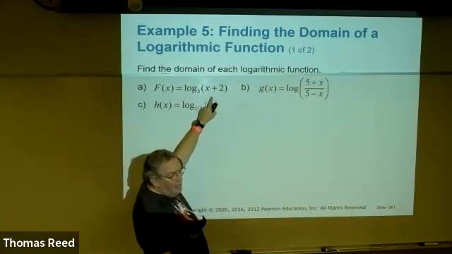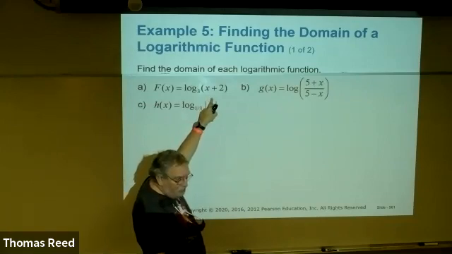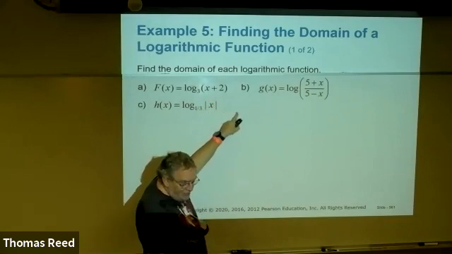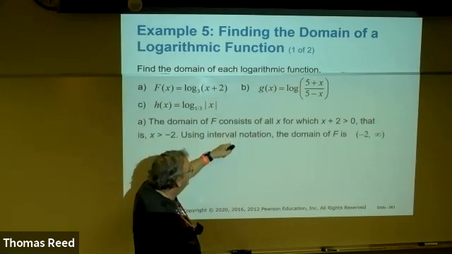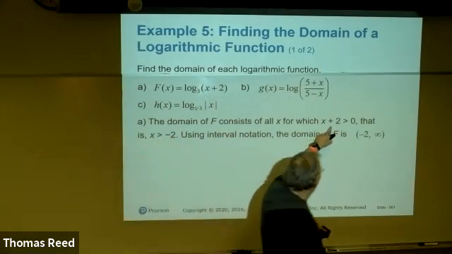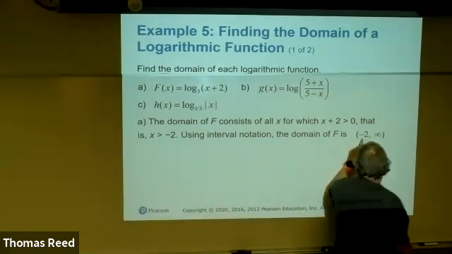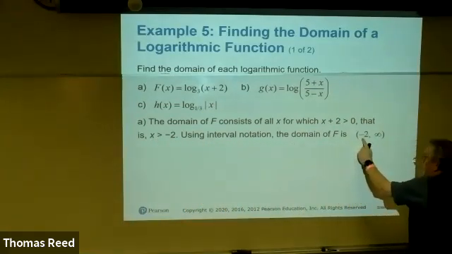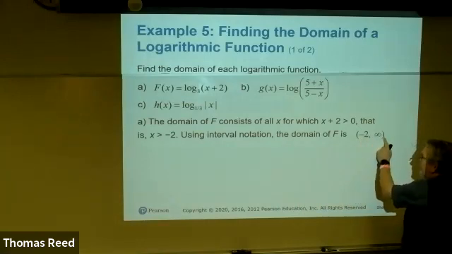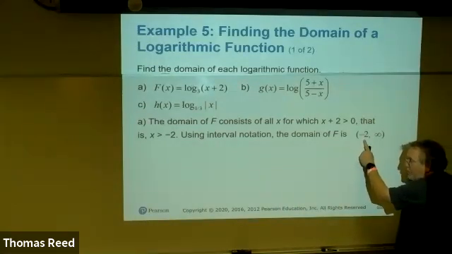And this is setting x plus 2 greater than 0. So x has to be greater than -2 by subtracting 2 from both sides of the inequality. And that's what they did here. They subtracted 2 from both sides and got x greater than -2. So x is any real number from -2 to infinity, open at both ends, which means it won't equal -2.